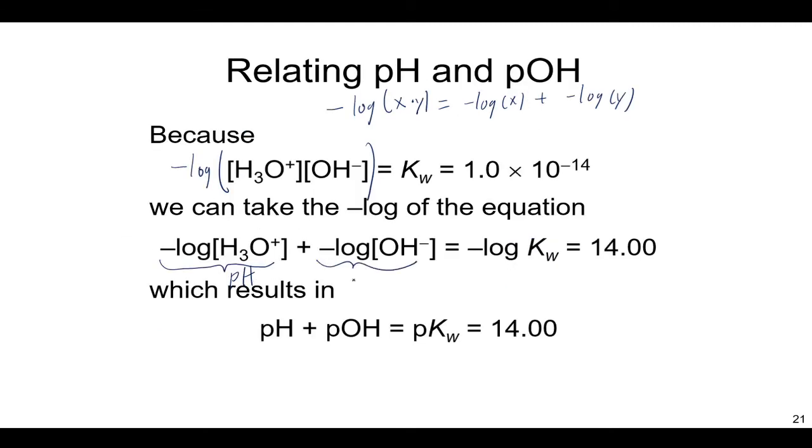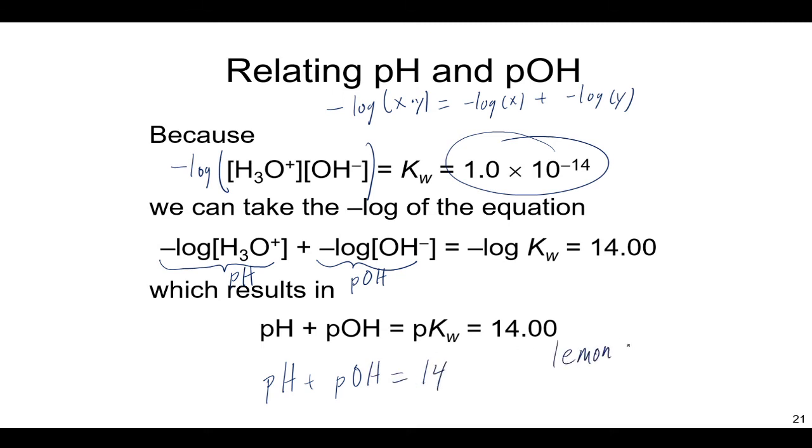This, of course, is our pOH. Negative log of this side would be our pKw, but negative log of 10 to the negative 14 is 14. And so in the end, we get pH plus pOH is 14. Right? So if a lemon has pH of 2, it has a pOH of 12.